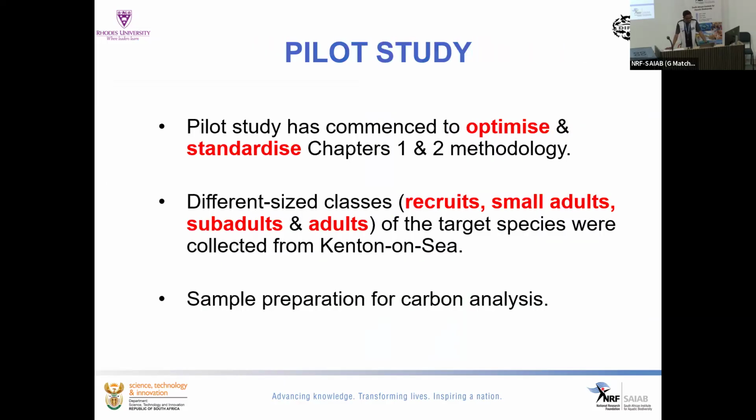At the moment, I'm still looking at the pilot study, which seeks to optimize and standardize the methodology for both Chapter 1 and Chapter 2. Different size classes of the animal were collected from Kenton-on-Sea, and then sample preparation. I'm still at a point of preparing my samples for carbon analysis.